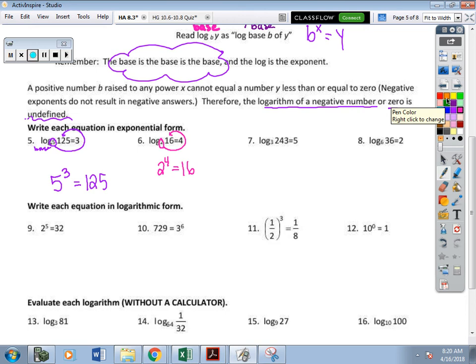Abby? 3 to the 5th power equals 2 to the 3rd. Yep. And the last one would be 6 to the 2nd power equals 36.